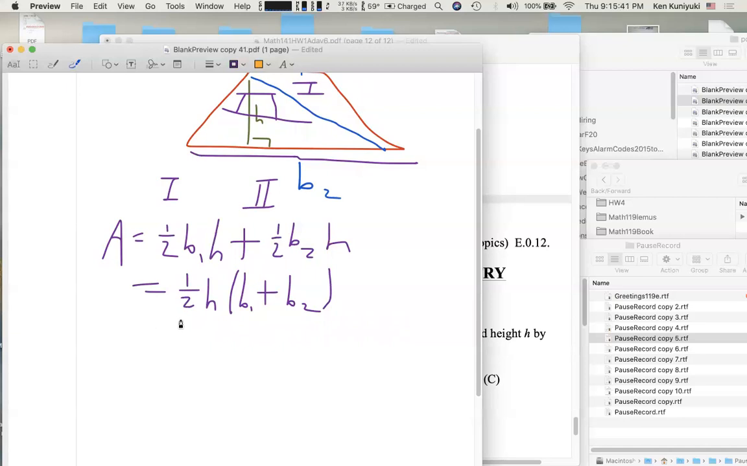That's the idea. Any questions? So I wanted to focus on people using the formula for the area of a triangle to build up the area of a trapezoid. Questions? No questions here. That makes sense.